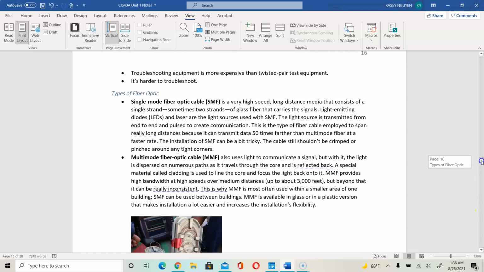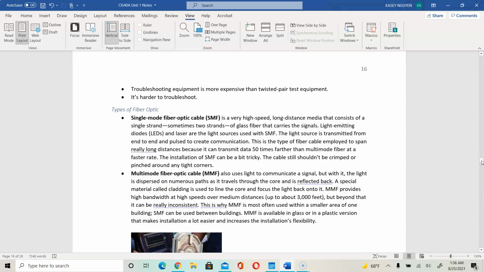So to identify the types of fiber optic, we would have a single mode fiber optic cable, which is your SMF. This is a high speed single strand, sometimes double strand, and it would have glass fiber to carry the signal. It uses LEDs and laser. It can be 50 times faster than the multi-mode fiber, which is the second type that's listed there.